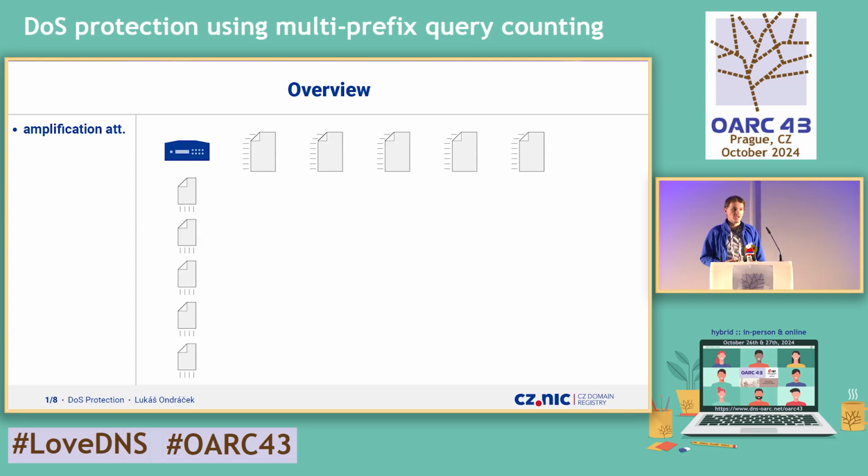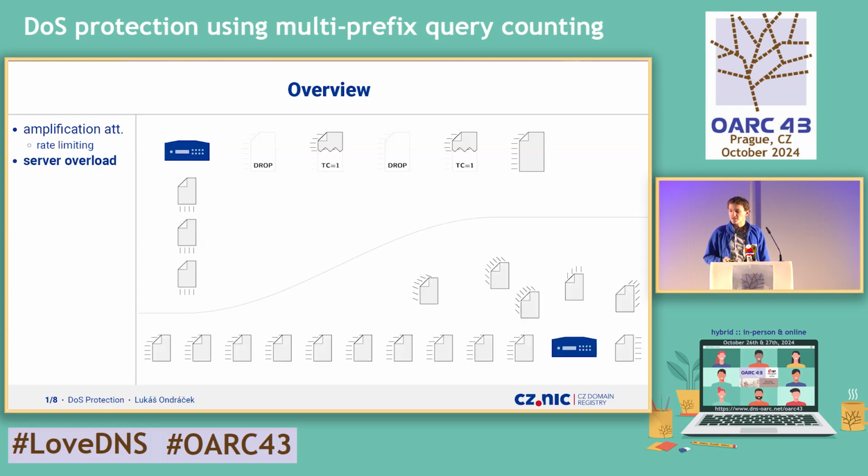The first one is the amplification attack, when we receive many UDP queries with forged source address, and so we send larger replies to someone else. To mitigate this, we limit the rate of the responses. So when it's over the limit, we either drop the responses or send them as truncated.